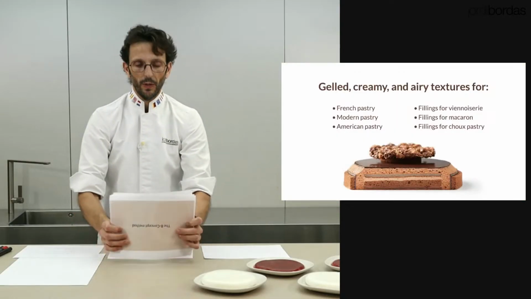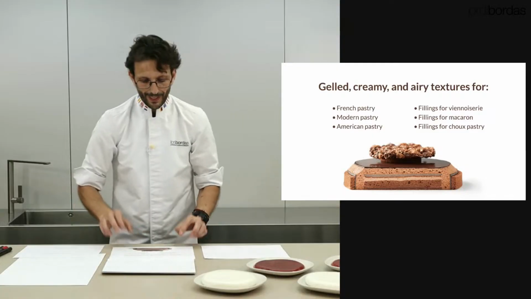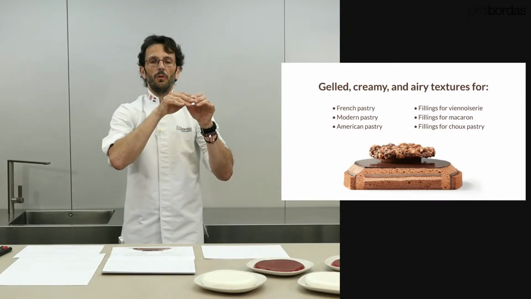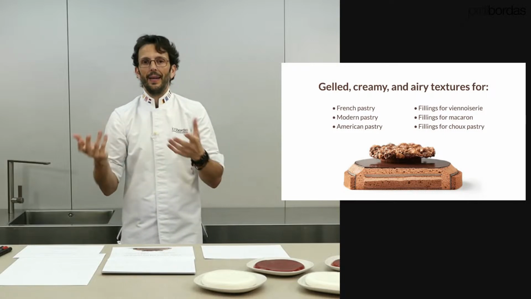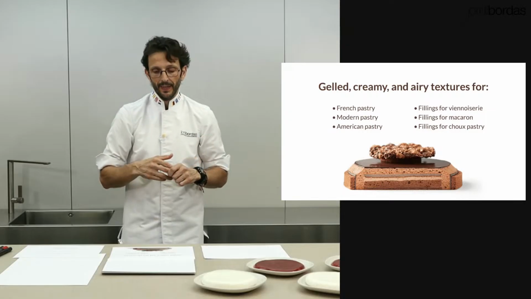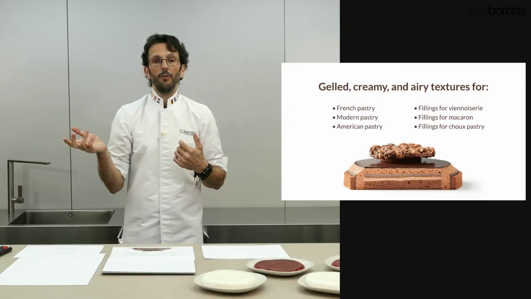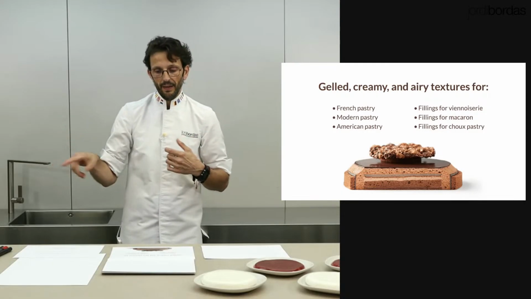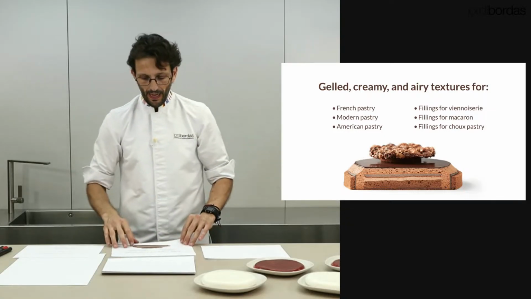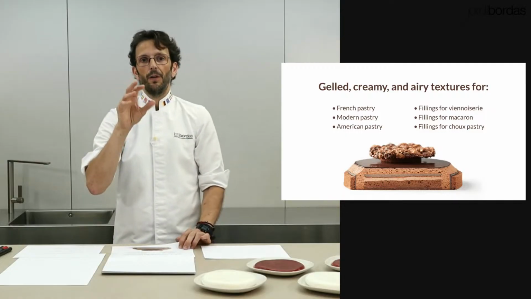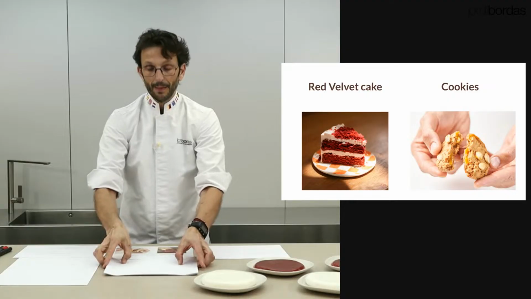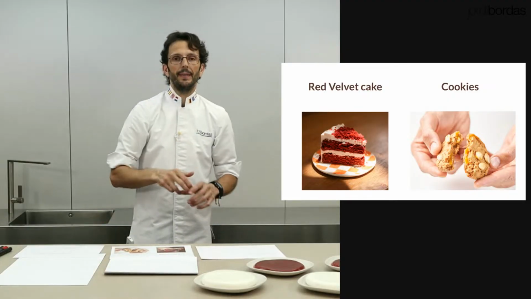And always when we explain the concept method, we explain that we can use the concept method to create gel, compote, creamy, or aerated texture. Like, for example, we can use it in French pastry, modern pastry, American pastry, fillings for viennoiserie, fillings for macarons, fillings for pâte à choux or choux pastry in English. And I'm going to show you some random pictures of examples where the big concept method can help you to create this kind of texture.